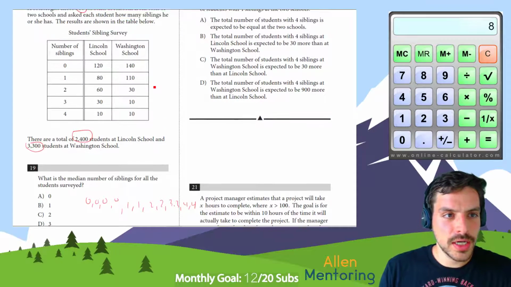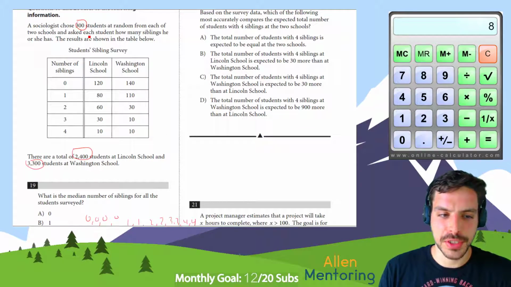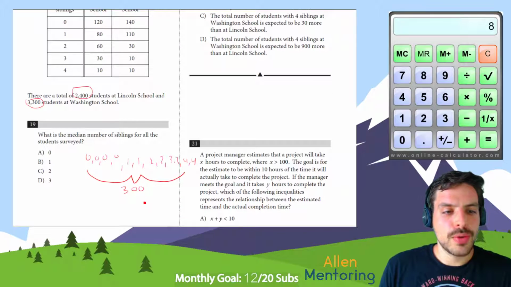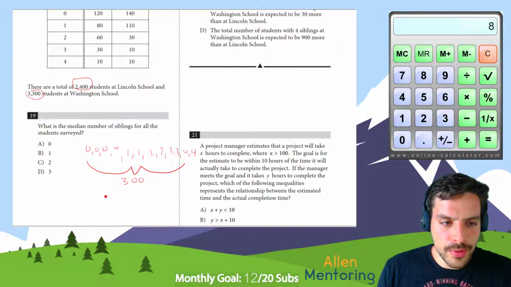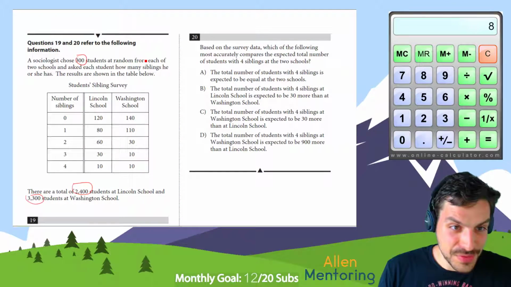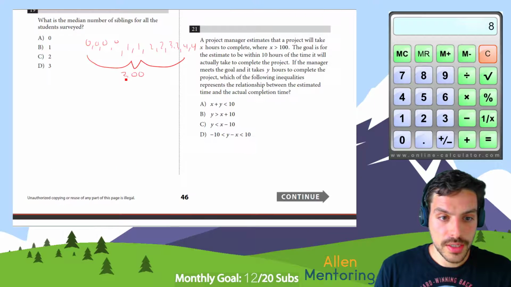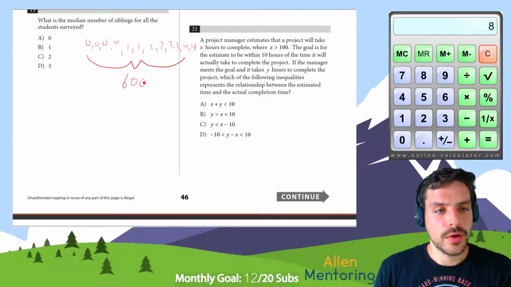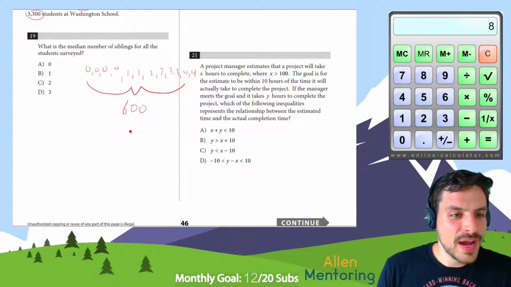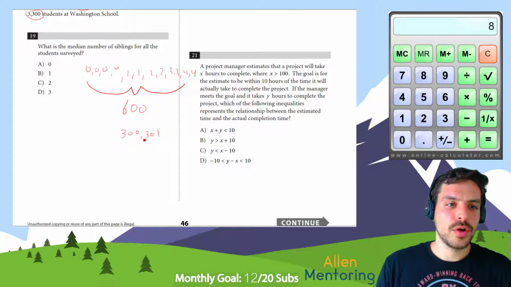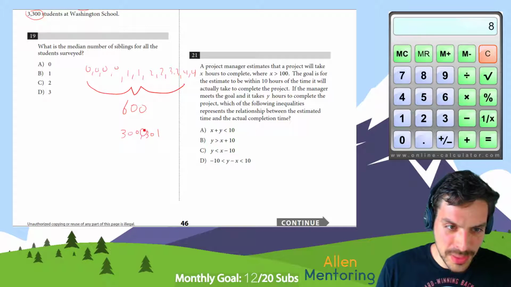Well, the big hint here is that we know there are 300 students in total, right? So if you line up all of the numbers, it's going to be 300. Actually, wait a minute, it's 300 students from each of the 2 schools. So I'm sorry, that's my mistake. It's not 300, it's going to be 600 in total, okay? Our job is to find out what the 300th and 301st values are, because the median is going to be right in between them, okay?